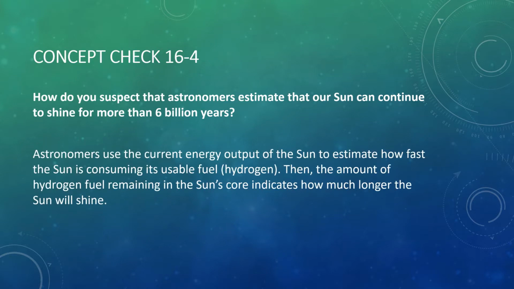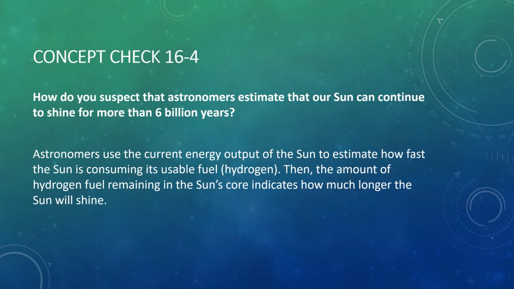Okay, well, we know how much energy the sun is outputting right now, and we also know how much fuel is in there. So we can use the current energy output of the sun to estimate how fast the sun is consuming its usable fuel. Then, the amount of hydrogen fuel remaining in the sun's core indicates how much longer the sun will shine. So it's really about as simple as that.